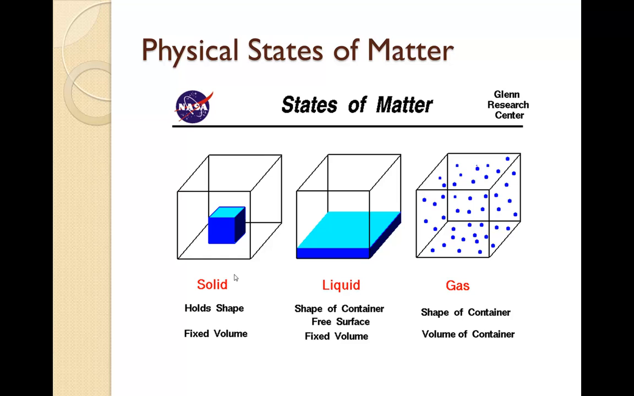We can break this down into solids, liquids, and gases. A solid holds its shape and has a very fixed volume. A liquid, however, takes the shape of the container but still has a fixed volume. And a gas takes the shape of the container and the volume of the container. The molecules spread out.